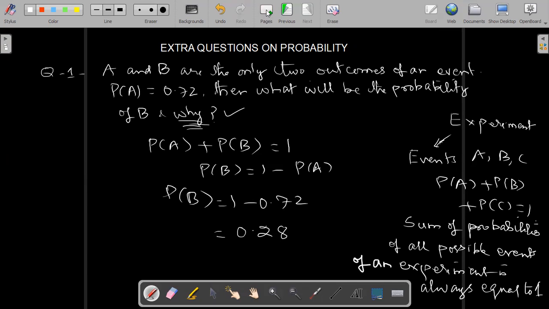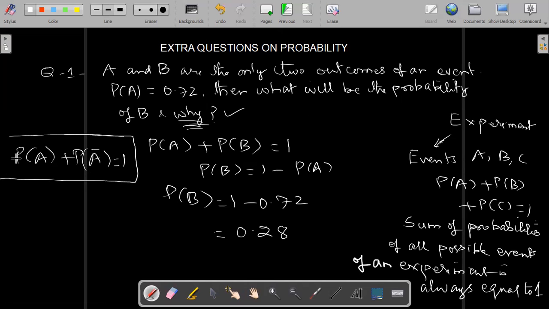Okay. So like this, you can have many types of questions. You may have to find the probability of doing something, or not doing something. Probability of an event happening, or not happening. Probability of A and probability of not happening are also equal to 1. If it is easier to find the probability of happening, then 1 minus that gives us the probability of the event not happening.